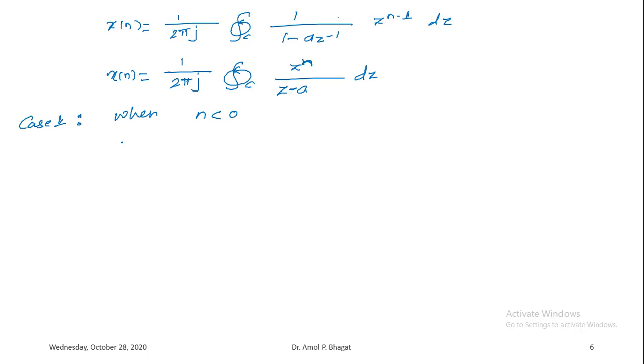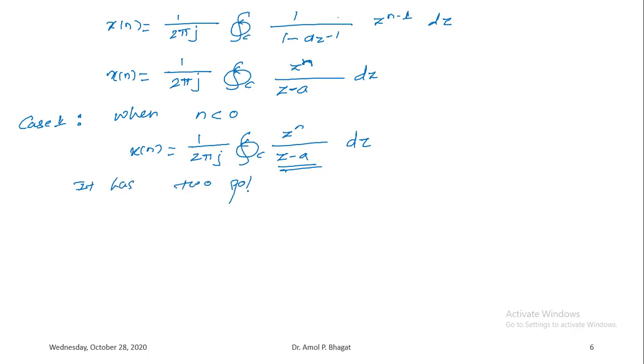So in this case, again, this x of n, what we have, it is 1 upon 2 pi j, with contour integral z to the power n upon z minus a dz. Okay, so this z to the power n upon z minus a, this particular term has two poles at z is equals to 0 and at z is equals to a.